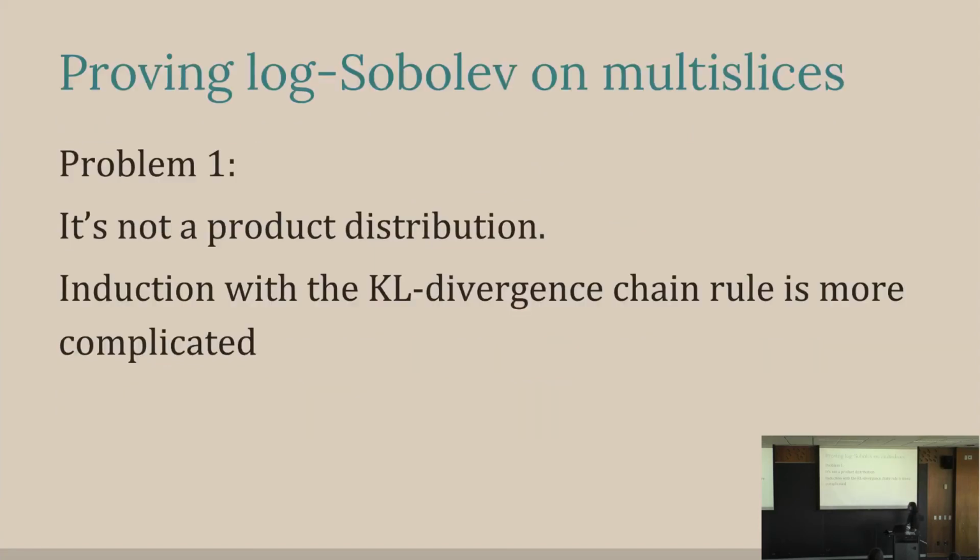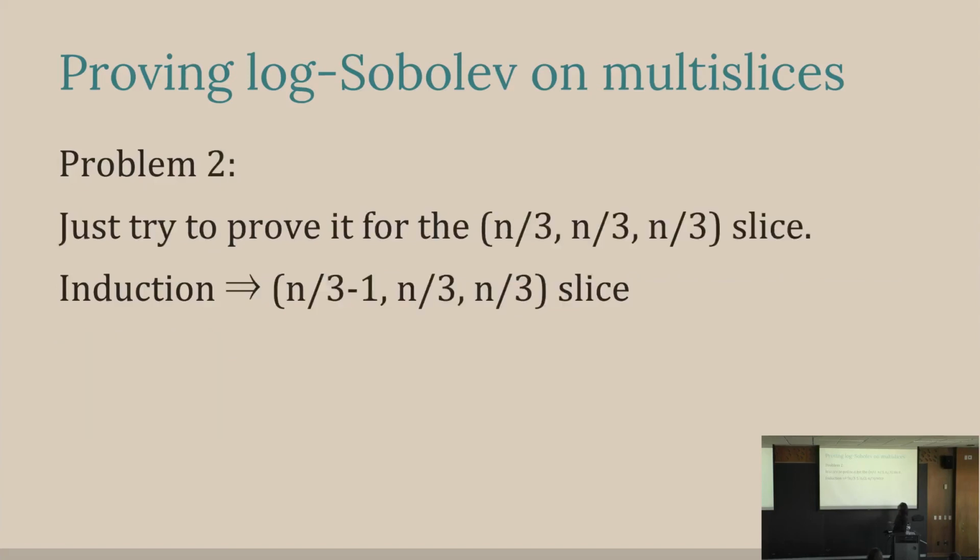So I'll just talk a bit about what happens when you try to prove a log-Sobolev inequality on a non-product domain. The first problem you face is that it's not a product distribution, so you can't just condition on one coordinate anymore. But the KL divergence chain rule is still true, so we can still do this induction, it's just a lot more complicated.